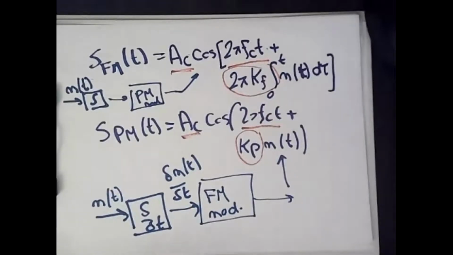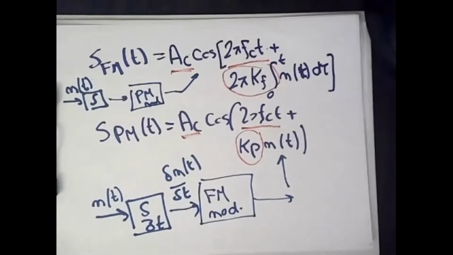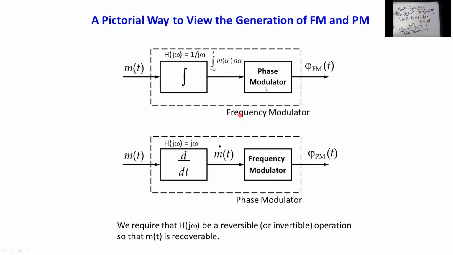So based on this analogy, my dear student, you can easily implement an FM modulator using a PM modulator, or vice versa. You can easily implement a PM modulator using an FM modulator. So let's now return back to the slides. As you can see here, whenever you have a phase modulator, you just need to add an integrator here, and then you will get an FM signal.